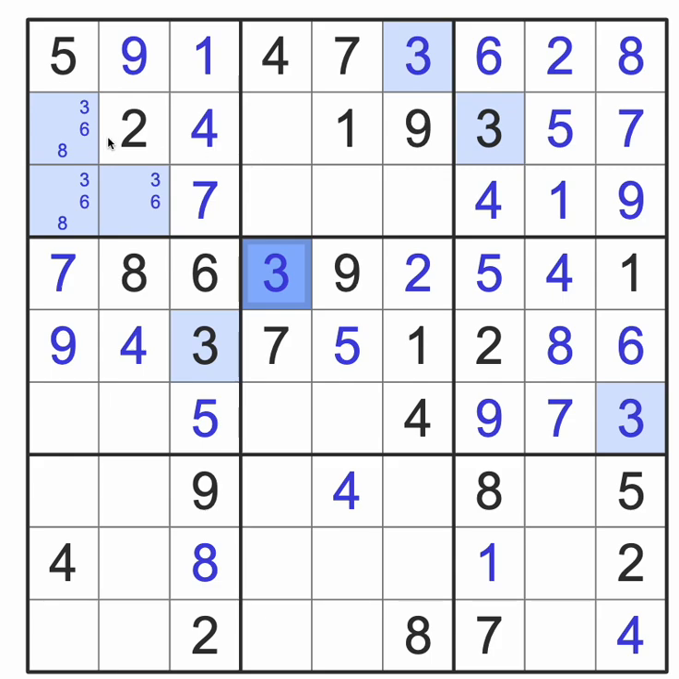This cannot be 3, and it's a 6-8 double here. Yeah, I don't think it's going to do anything right away. Okay, these two cells are looking for 1 and 2. 2 is already here, so this is 1 and this is 2.